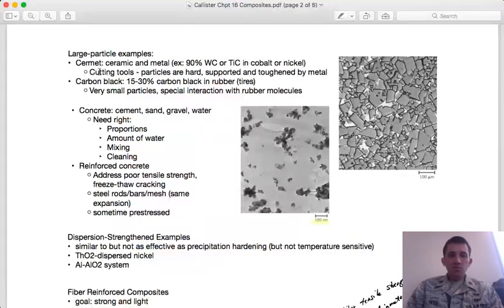And these ceramics, or the cermet composites, because they have a high loading of this very hard particle, make great cutting tools. And the particles, since they're ceramic materials, tend to be brittle. You would expect them to be hard but brittle and prone to fracture.